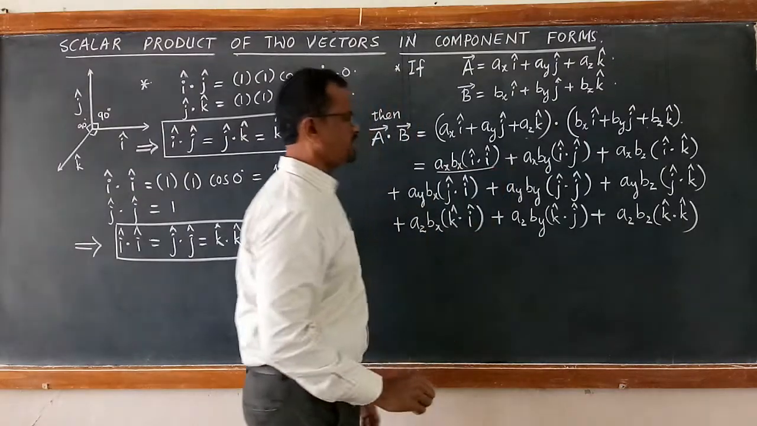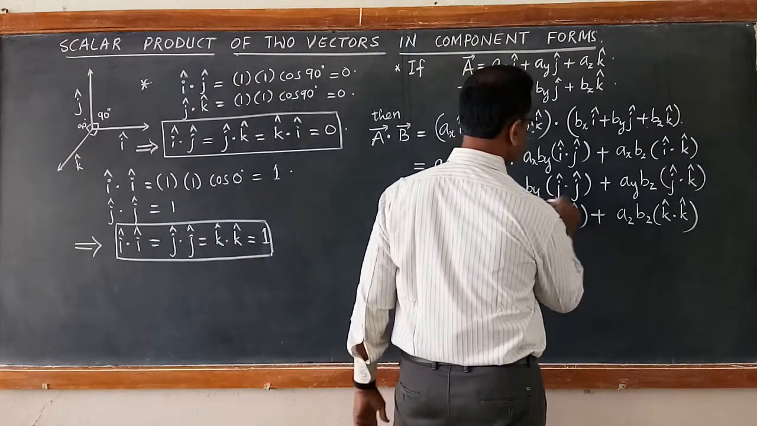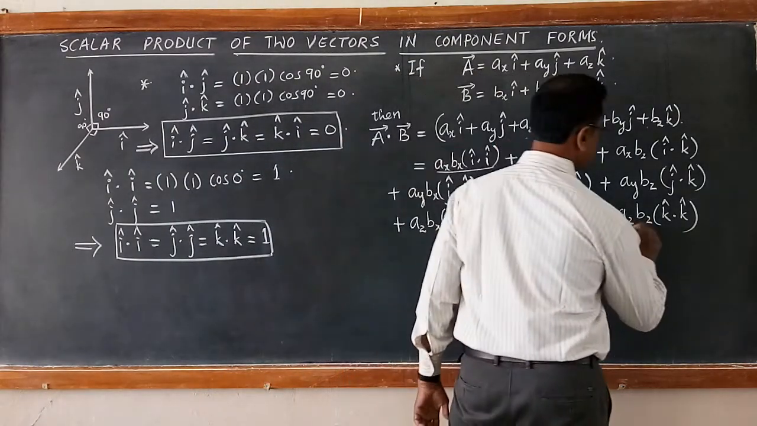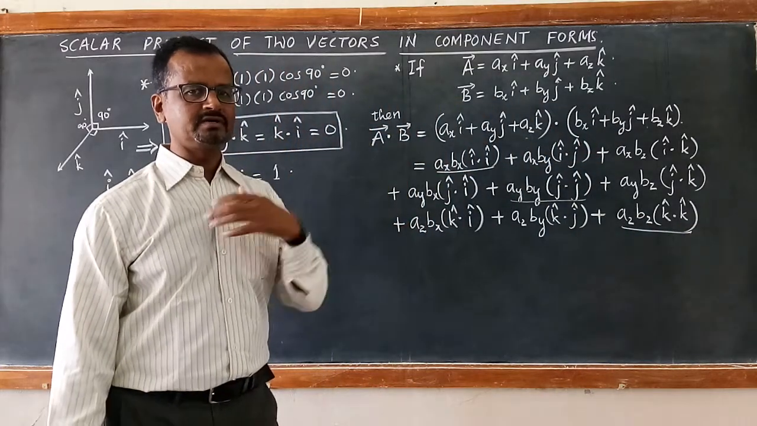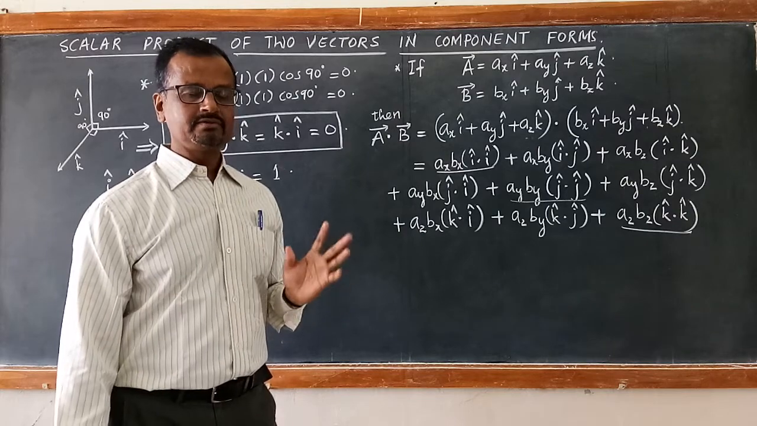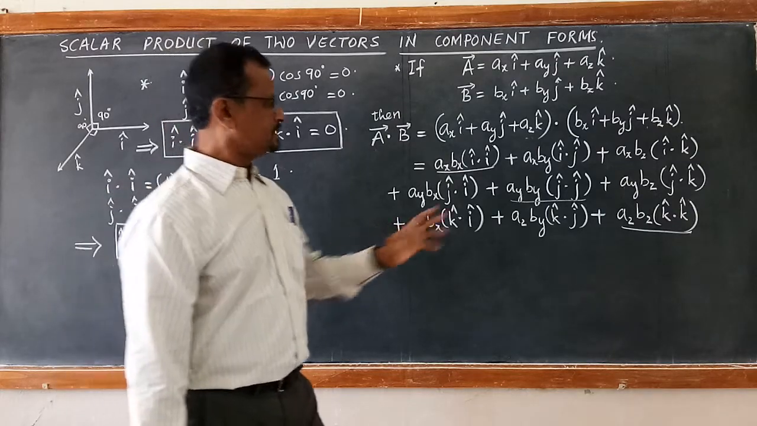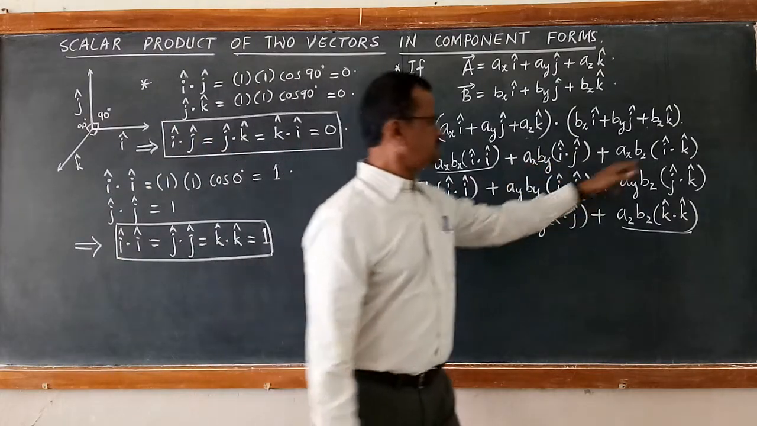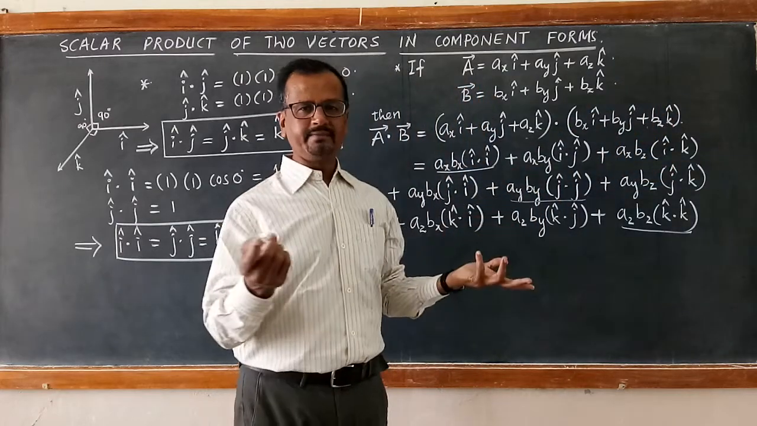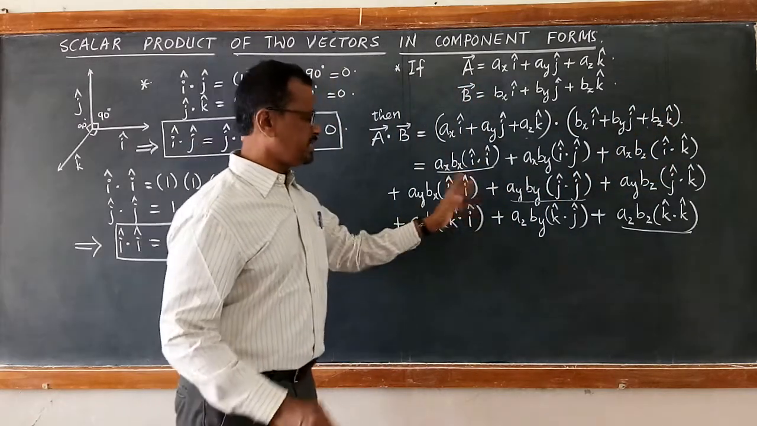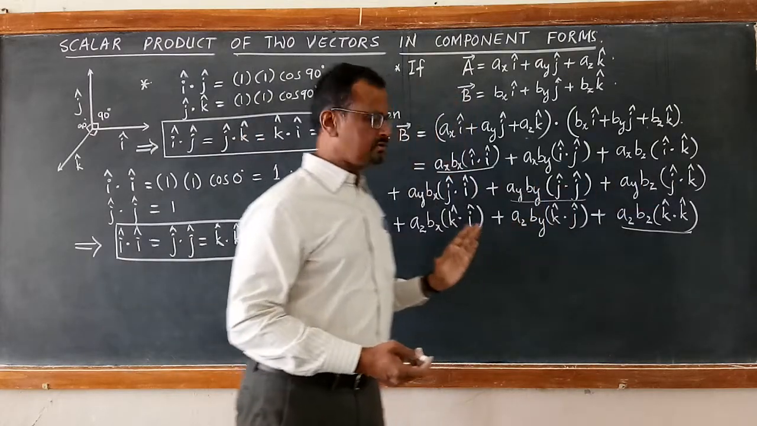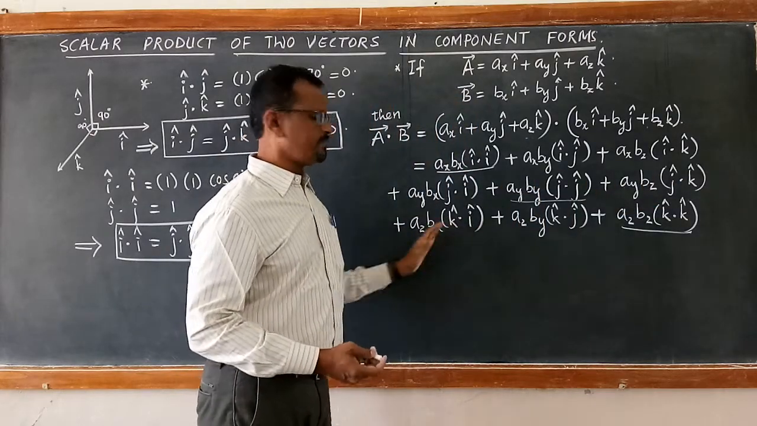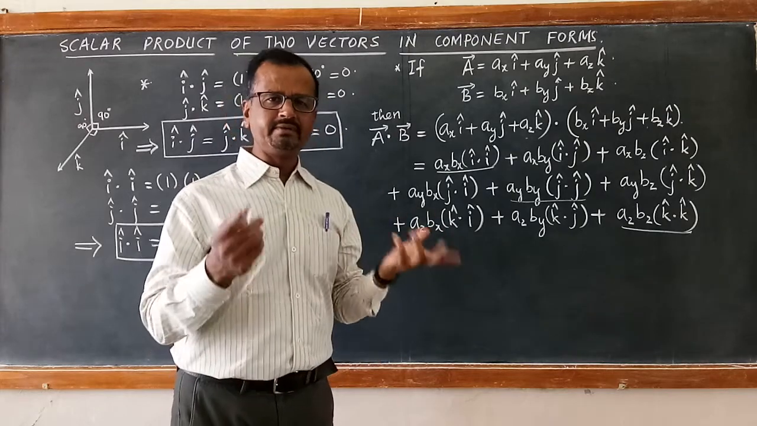ax bx i dot i, ay by j dot j, az bz k dot k. The remaining 6 terms become 0. Can you see why? i dot j is 0, i dot k is 0 because the angle between them is 90 degrees. j dot i is also 0, j dot k is also 0. So these are all mutually perpendicular unit vectors. The angle between them is 90 degrees.